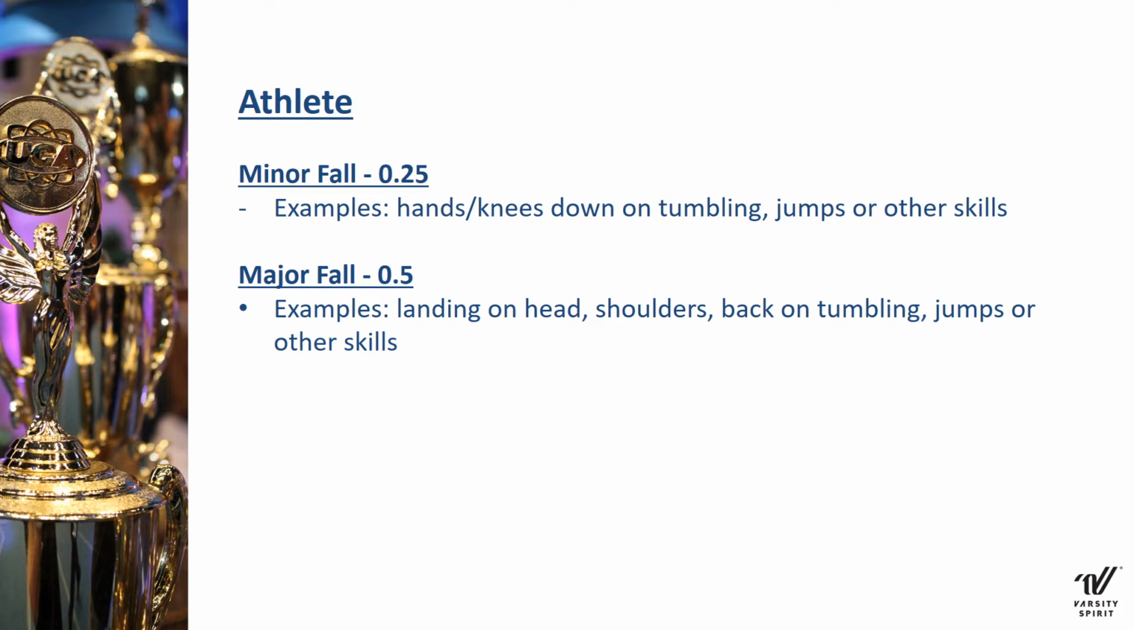First up, we have our minor fall worth 0.25. Examples would include hands or knees down on tumbling, jumps, or other skills. We also have our major fall worth 0.5. Examples here would include landing on the head, shoulders, back during tumbling, jumps, or other skills.